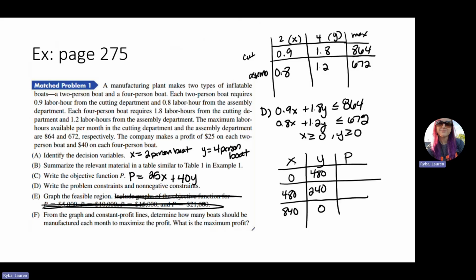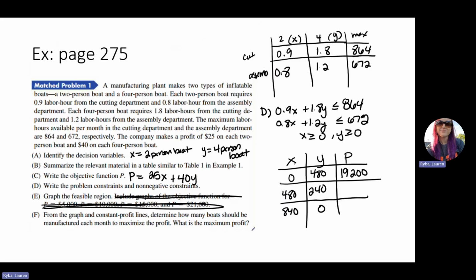So now you just grab your calculator and we're going to plug the X and the Y into your objective function, or your P function here, your profit function. So 25 times 0 is just 0. So all I need to do is take 40 times 480. If I take 40 times 480, I'm going to get $19,200. That is the profit I would make from selling 480 four-person boats.